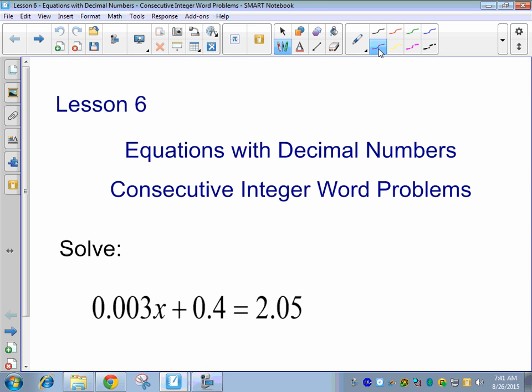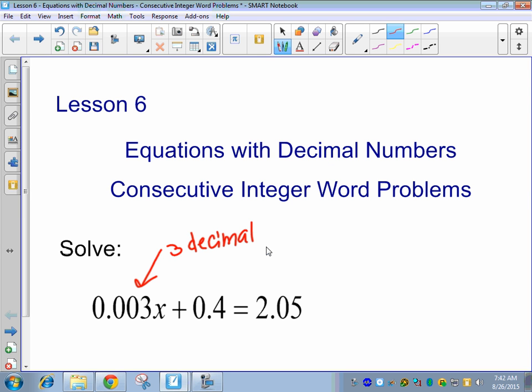So we have 0.003x plus 0.4 equals 2.05. All right, so we're going to get rid of the decimals. That's the first thing we want to do: I want to solve this without decimals. Whichever one has the most decimal places is what we have to move over every single time. This one has 3 decimal places in order to make it a whole number. This one only has 1, and this one has 2. Since this one has 3 decimal places, we need to multiply everything by 1,000.